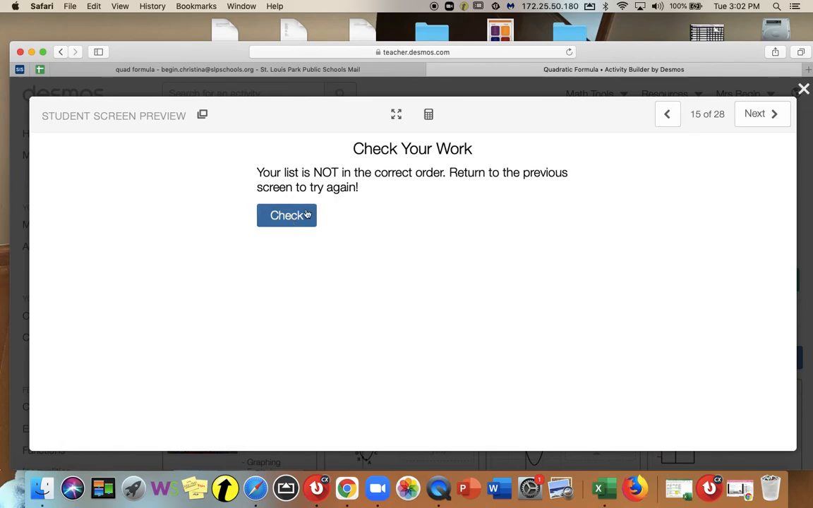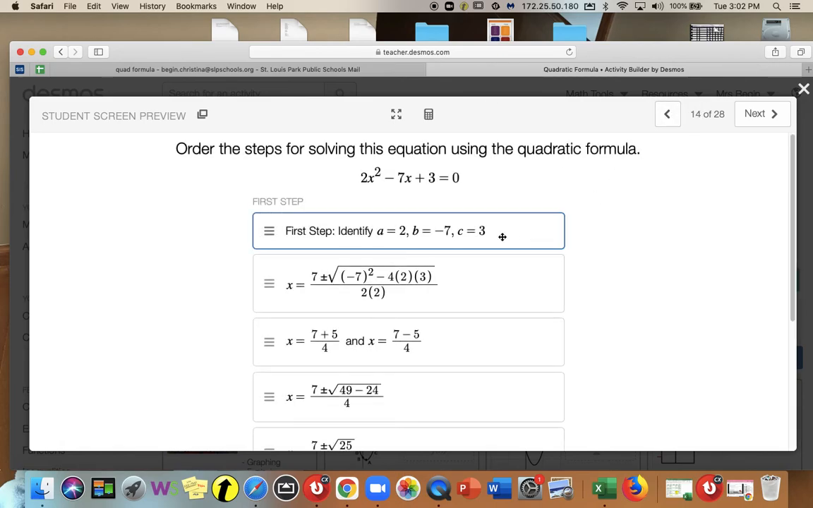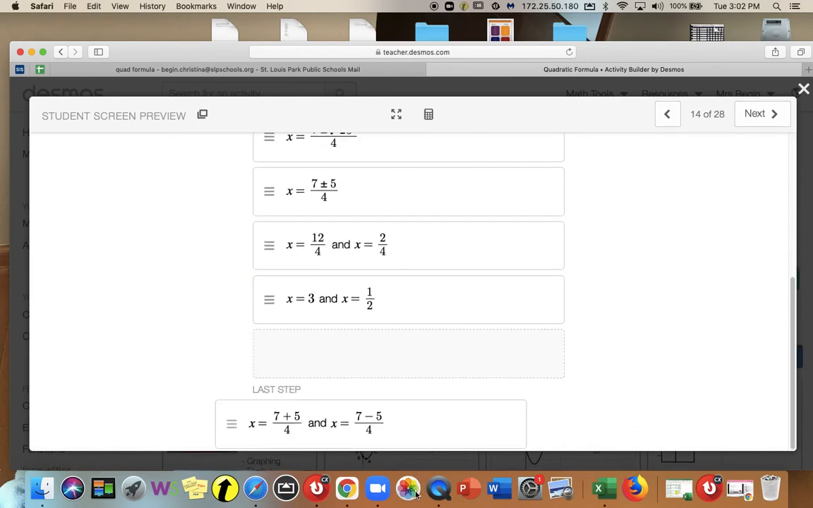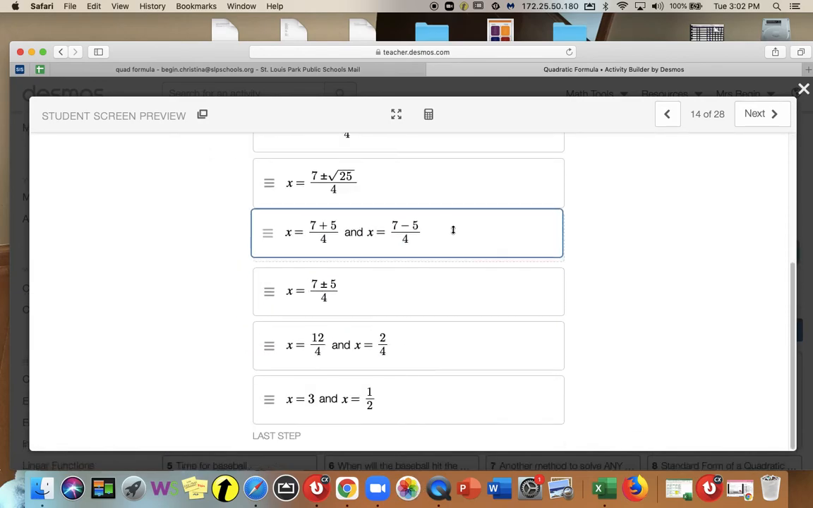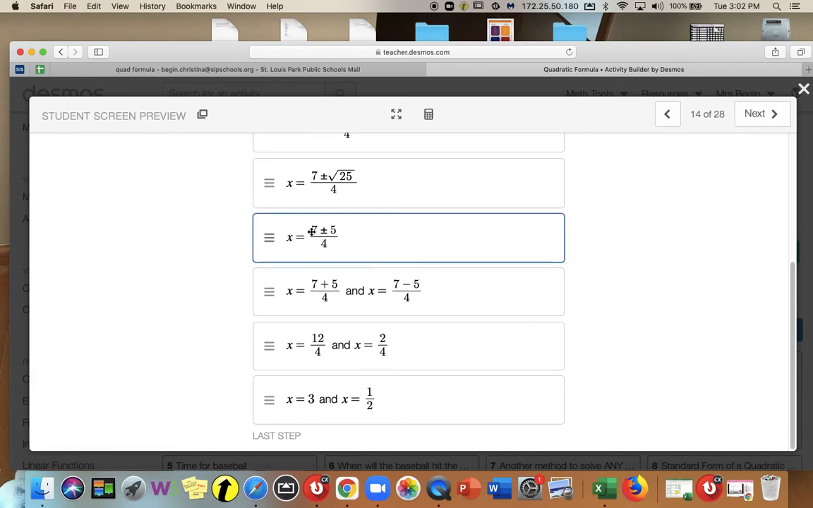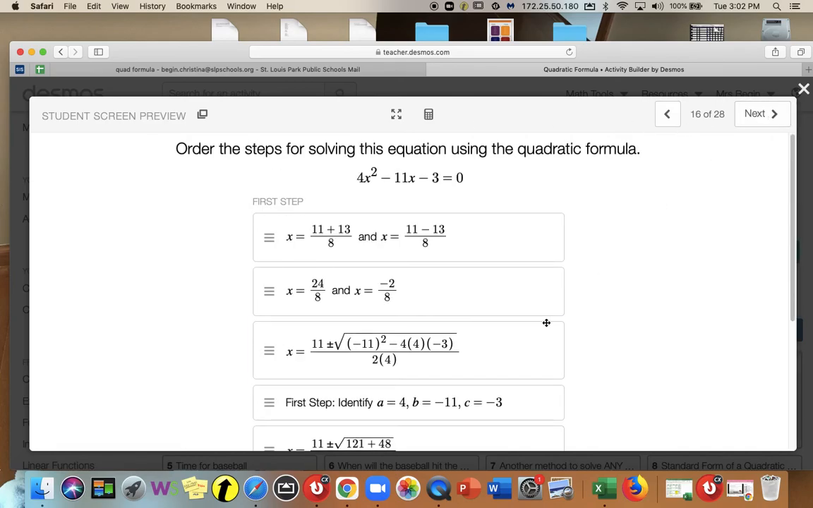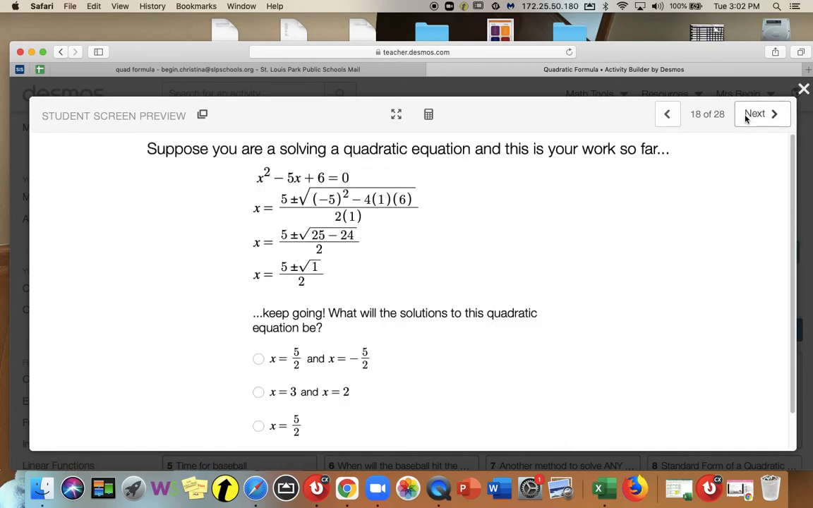Ooh, it's not in the right order. Okay, so let's see what I did wrong here. First step. Oh, I forgot this guy right here. I didn't see it. Okay, so this would go right here. 7, so this is breaking it up and then solving. Now we should be good. Okay, so here's one for you to order. Again, can you put them in the right steps? You can check your order.